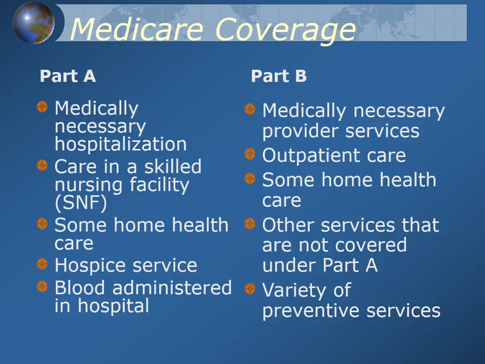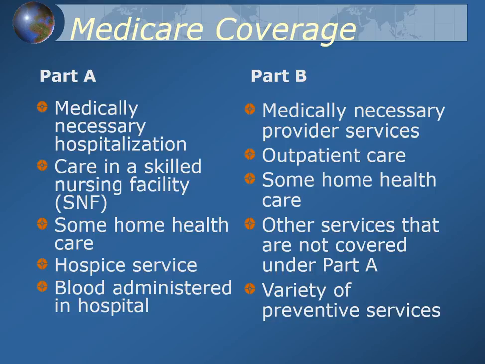Part B is medically necessary provided services, outpatient care, some home health care, other services that are not covered under Part A, and a variety of preventative services. The Medicare beneficiary agrees to allow the service provider to bill Medicare directly for services or goods provided. The service provider agrees to accept Medicare reimbursement without billing the clients for the difference. So this is an agreement set up between the medical provider, Medicare and the government, and if there's any difference in the charge, the consumer does not get charged for it.